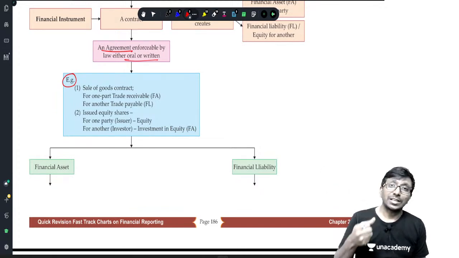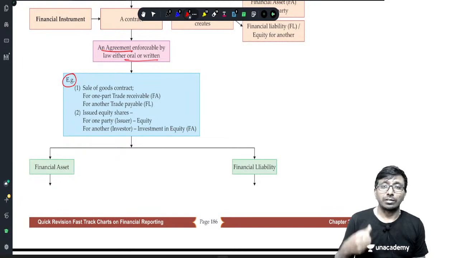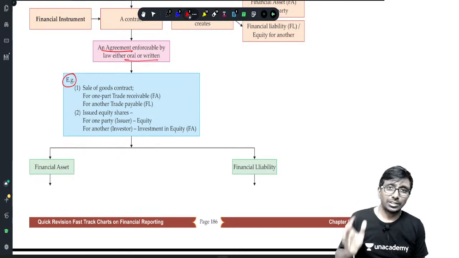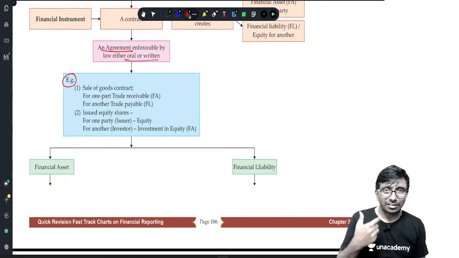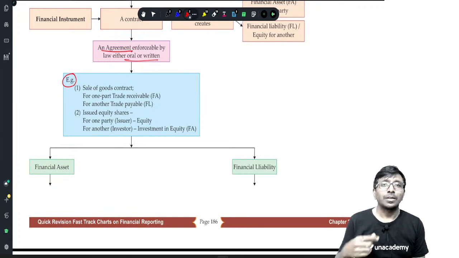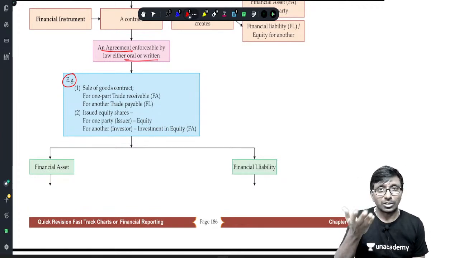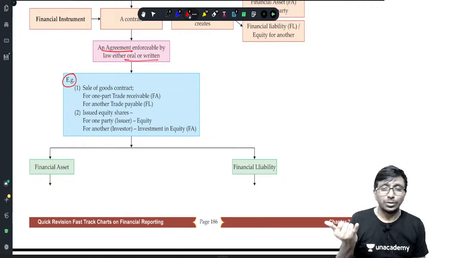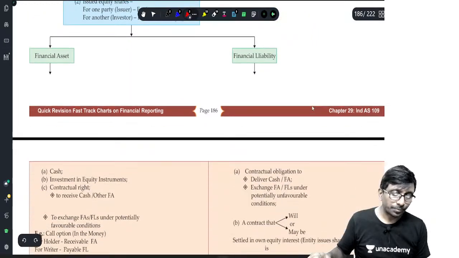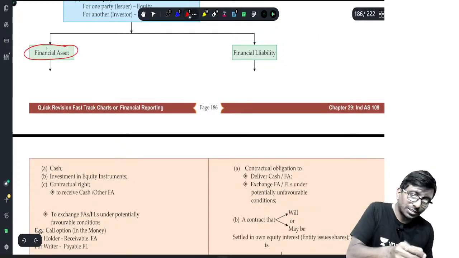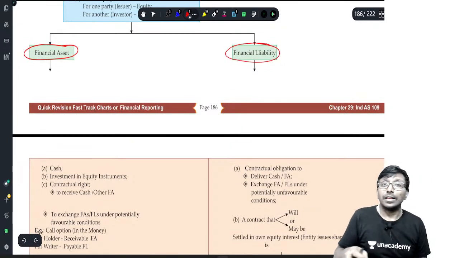I purchase Reliance company equity shares. It is a financial asset to me, and for Reliance it is equity. It is a contract between me and the other party. In my books it is a financial asset; in the other party's books it could be either a financial liability or equity. Let's try to understand the big definition: what is a financial asset and what is a financial liability?